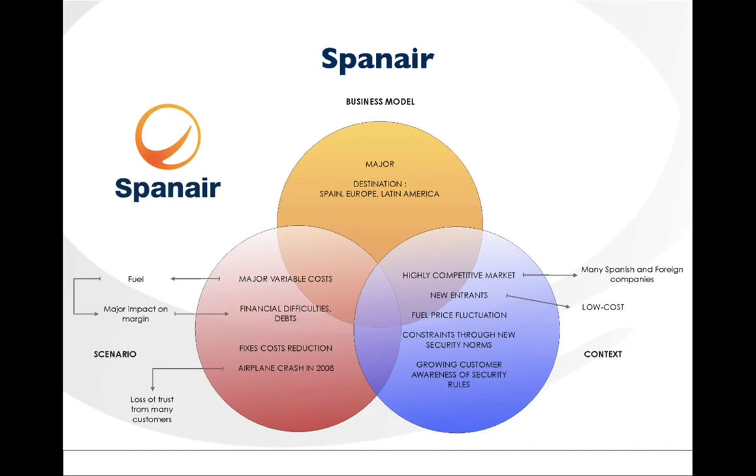Okay, as we said there, fuel was an issue, had a major impact on margin. The crash was a loss of trust within many customers. The security elements of 9/11 and new entrants coming into the market as well. So we're looking at using Porter's 5 forces to a degree here to analyse as well what happened. And this is something that you can use in your business plan as an academic model to assess how easy or difficult it's going to be successful within a particular market segment.